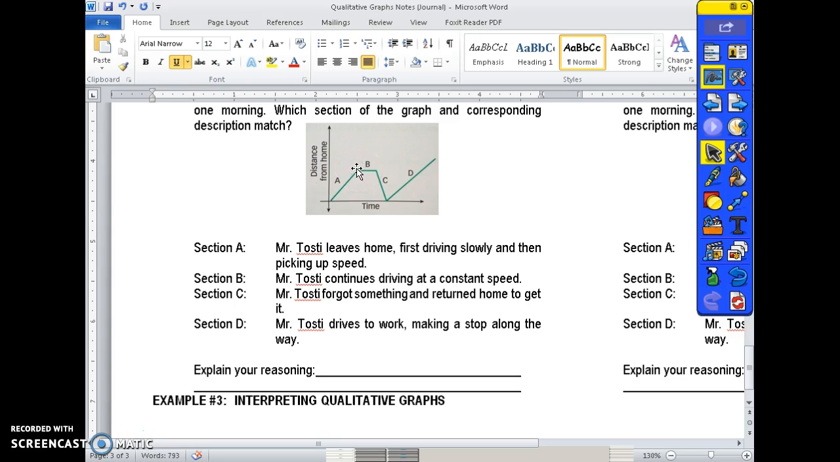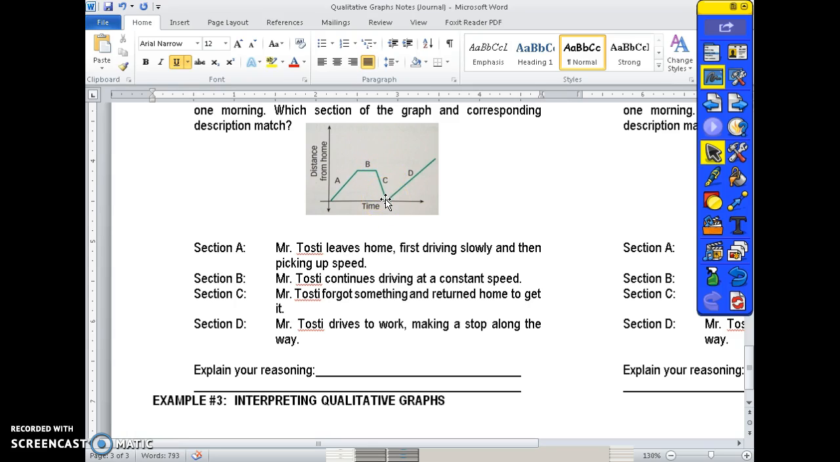Well, he is not covering any distance as time is passing, so he is not driving at a constant speed because he's not covering any distance. He could be at a stop sign, at a red light. He has stopped somewhere because time is passing but no distance is being covered. Section C, Mr. Tosti forgot something and returned home to get it. Well, this shows the graph going all the way back to the x-axis, which means that y is 0.